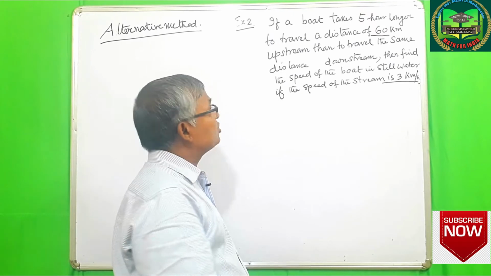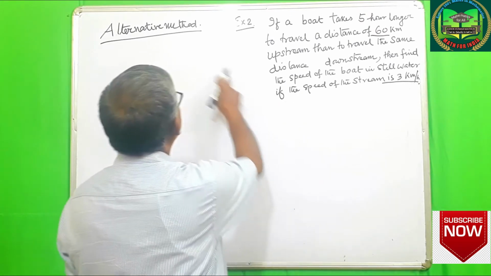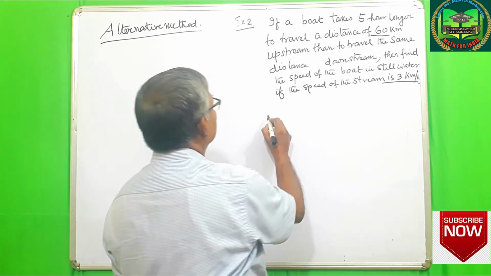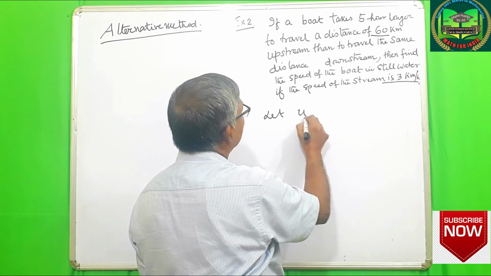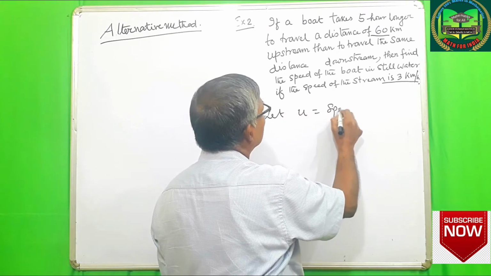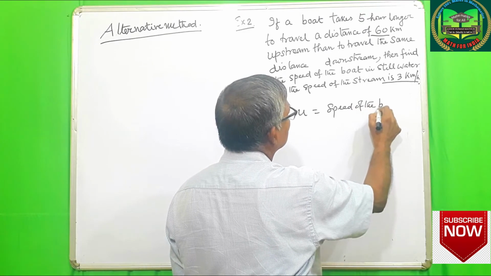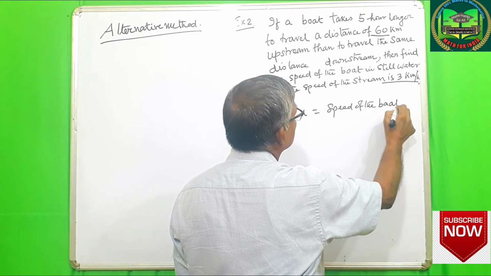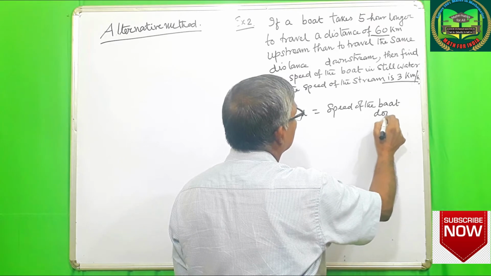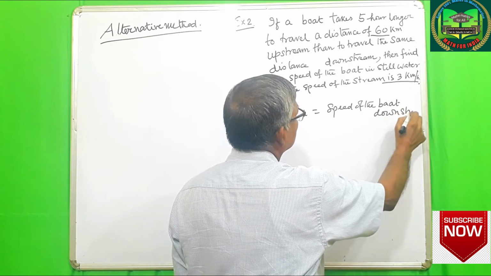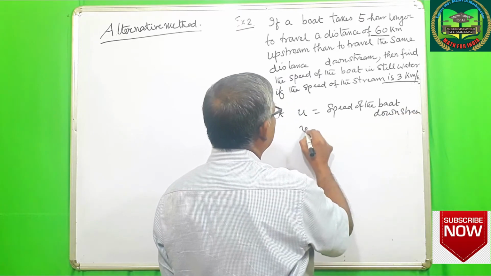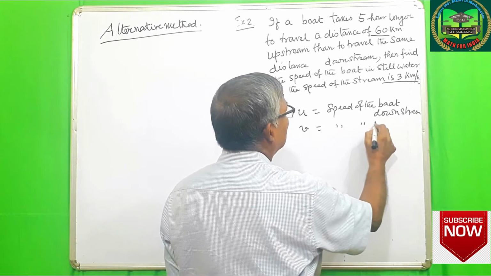Students, let us solve the problem in an alternative method. Let u equal the speed of the boat downstream and v equal the speed of the boat upstream.